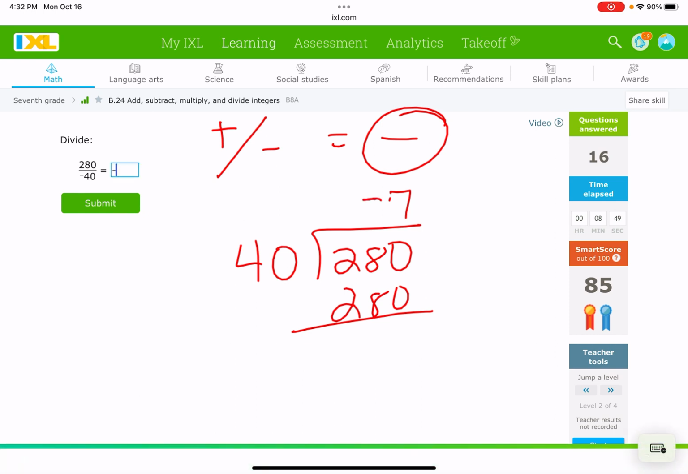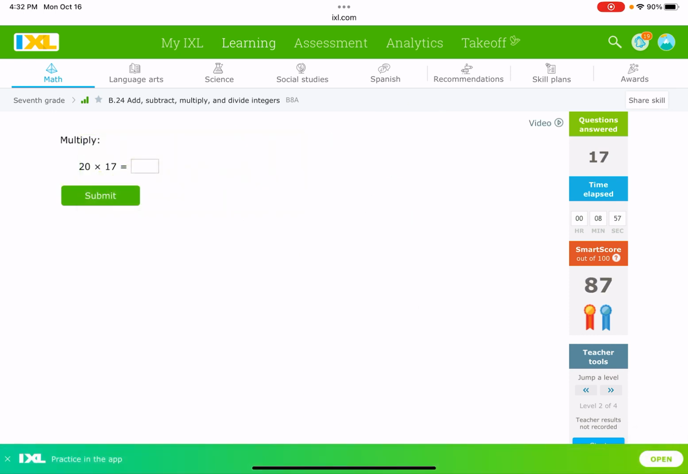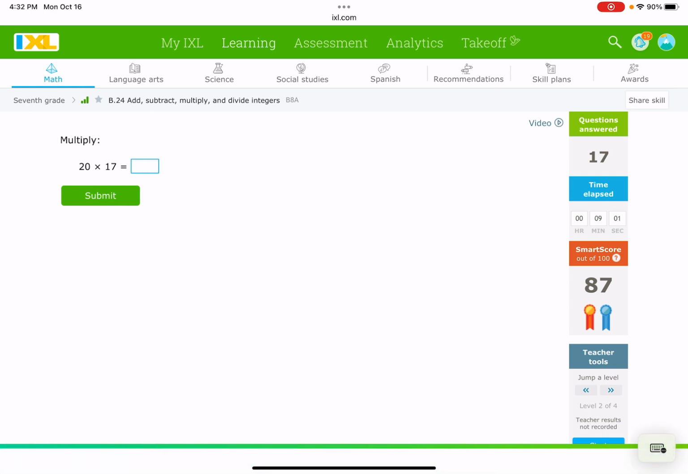Because a positive divided by a negative is a negative, and a positive times a negative is a negative. But when you're adding and subtracting, that's not the same. My answer here is going to be positive. So 17 times 2 is 34, so this would be 340.